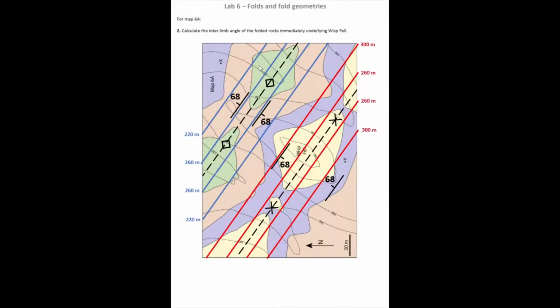Okay, so then if we need to calculate the interlimb angle of the folded rocks immediately beneath Wisp Fell, then we can simply draw a schematic triangle showing that our beds are dipping at 68 degrees on both limbs as they head towards the hinge. So the interlimb angle for the fold beneath Wisp Fell must be 180, all of the degrees in a triangle, minus those two limbs to give us the interlimb angle of 44 degrees.